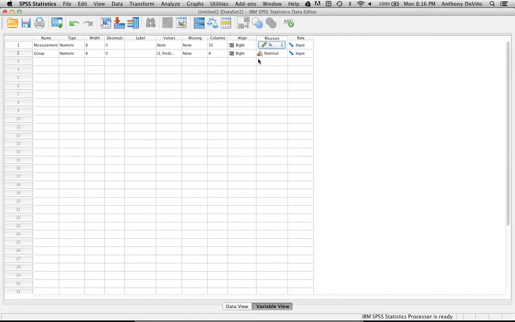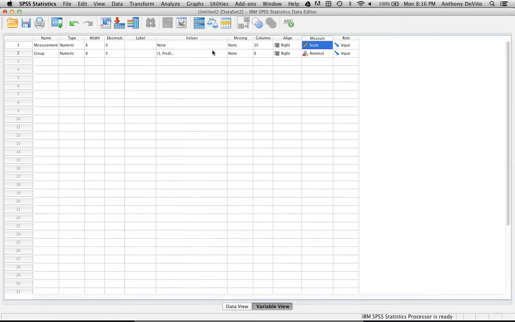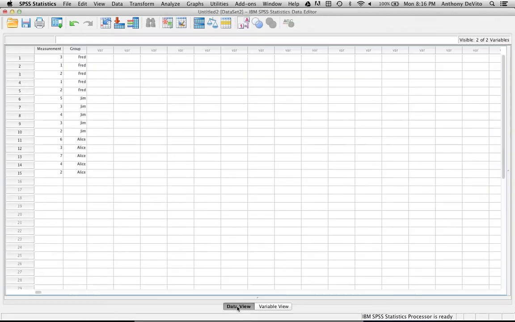It's scalar, right? Now you'll notice what has been categorized here is the values that are represented by the group variable. The group, 1 means Fred, 2 means Jim, 3 means Alice. So we have 3 groups here. So now, I'm going to go back to data view just for the hell of it. I don't have to do the analysis.